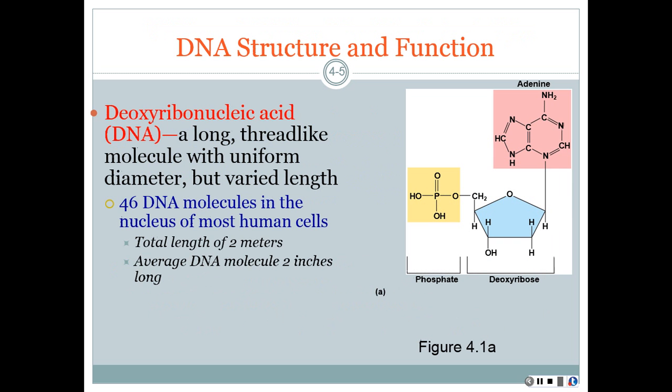Alright, so let us look at the DNA structure as a whole. Basically, what does it look like? What is it composed of? Well, it's a long thread-like molecule with uniform diameter, but it varies in length. We have about 46 DNA molecules in the nucleus of most human cells. The total length is approximately 2 meters, and the average DNA molecule is 2 inches in length.